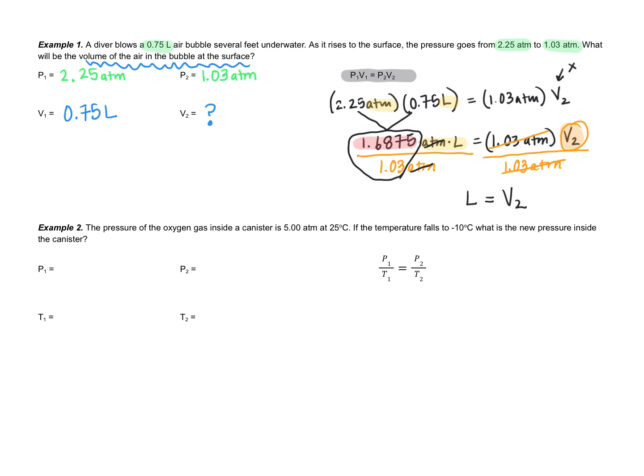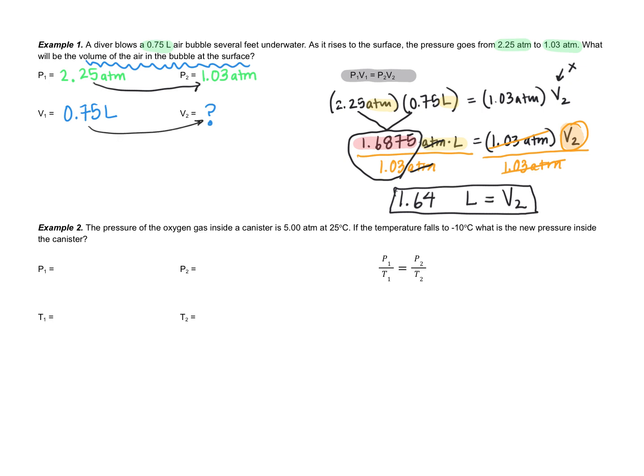So 1.6875 divided by 1.03. And now I can round to 2 places after the decimal. So my answer is 1.64 liters. The volume increased as the pressure decreased, which also makes sense about what we learned about gas laws, that they're inversely related. So as one goes up, the other one goes down. Or in this case, as the pressure went down, the volume went up.